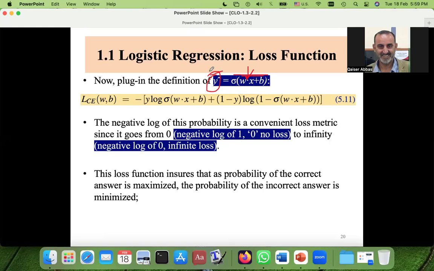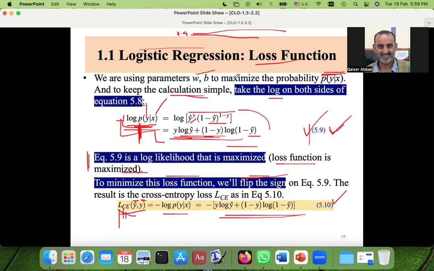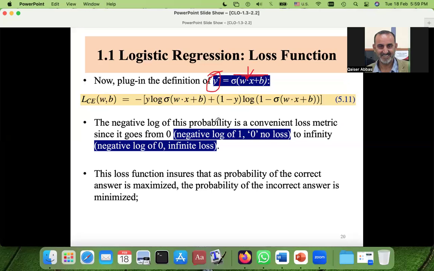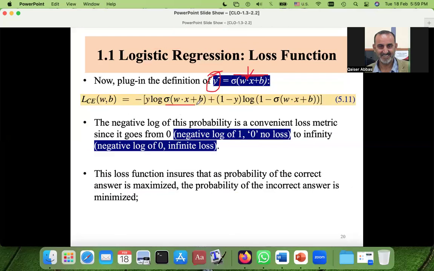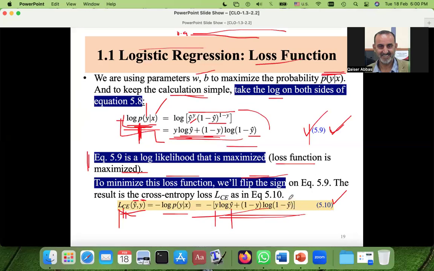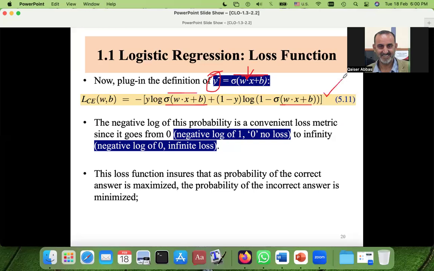Anyhow, now we are replacing the y cap in this equation with sigmoid w dot x plus b. Here we have y and here we have y cap. So replace this y cap with sigmoid w dot x plus b. And here we are replacing. And here we are replacing. This is in place of y cap, and this is also in place of y cap in this equation. So replace the y cap wherever you have it with sigmoid w dot x plus b. And when you replace it, you get this one.